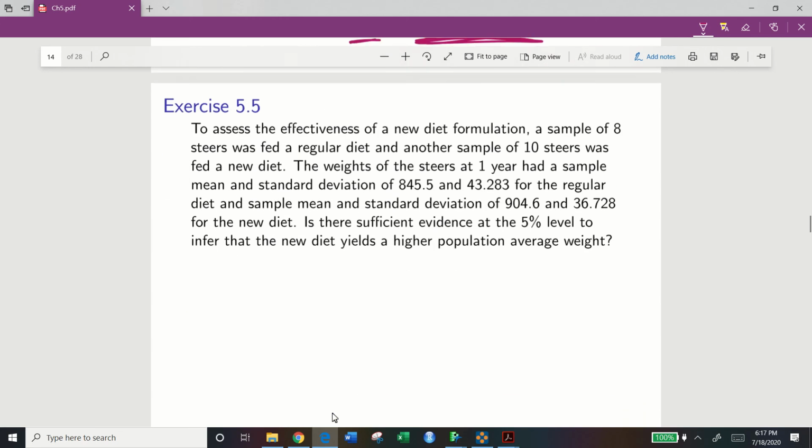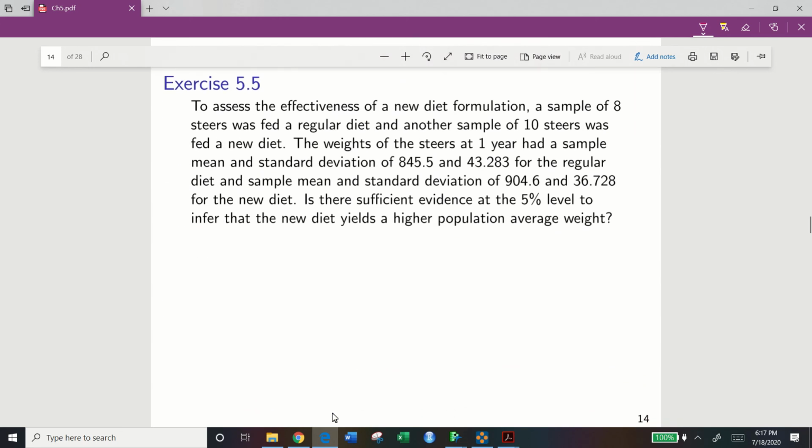Okay, so to conclude this first part of our Chapter 5 video, let's go ahead and do some practice using our two independent sample knowledge. To assess the effectiveness of a new diet formulation, a sample of 8 steers was fed a regular diet, and another sample of 10 steers were fed a new diet.